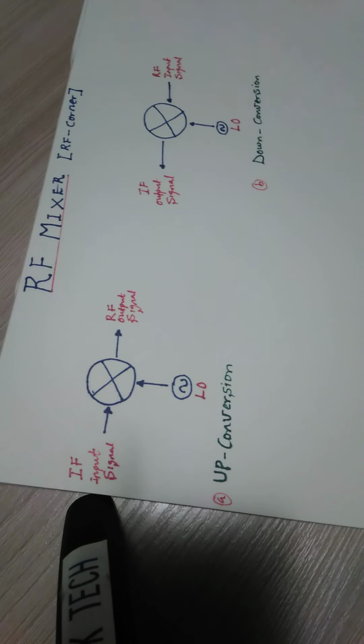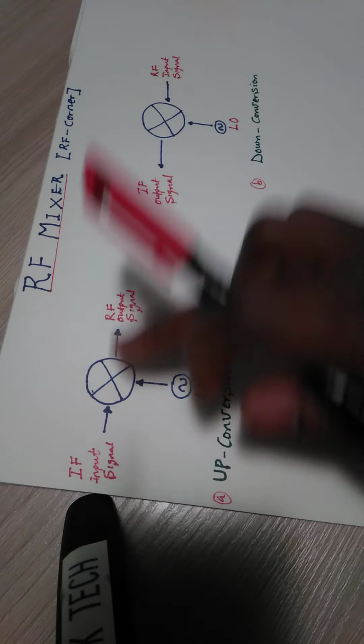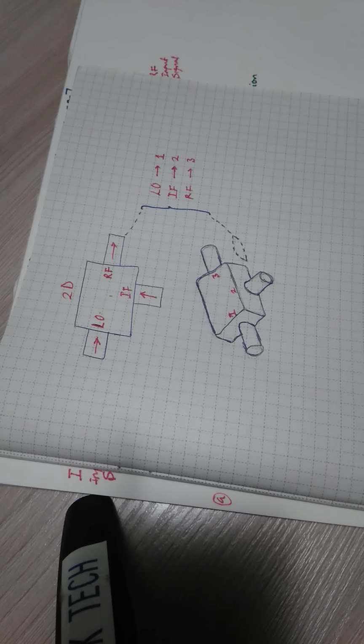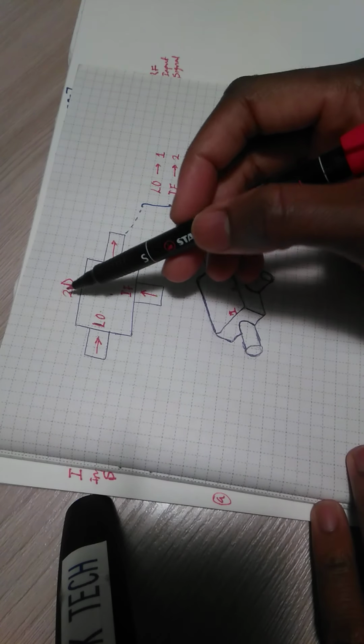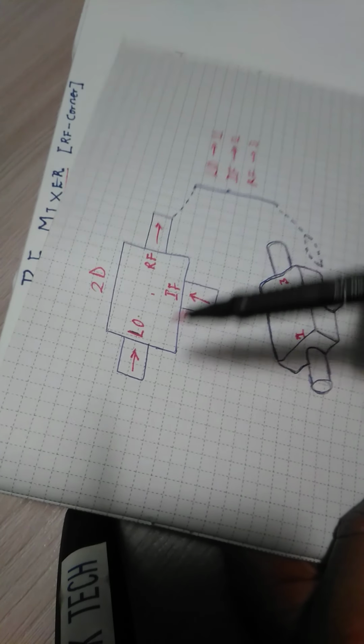But if you've been working in an RF lab, you must have come across something. This is not a symbol. These are symbols, but you don't see symbols in the lab. So for better understanding in this class, I've made out some sketch. This is a 2D diagram of what we call a mixer.